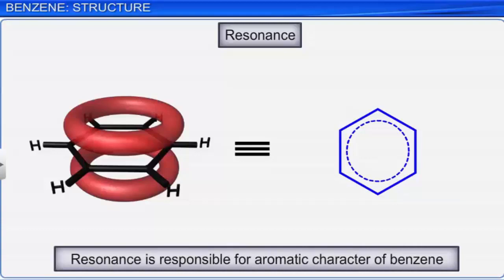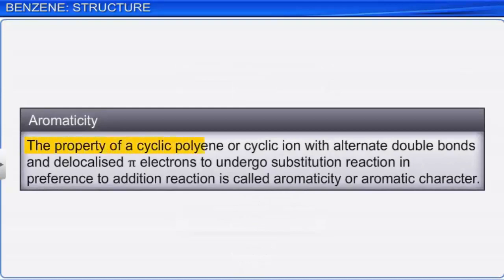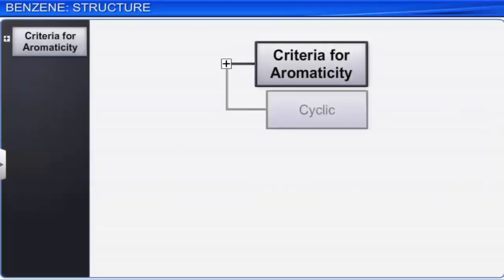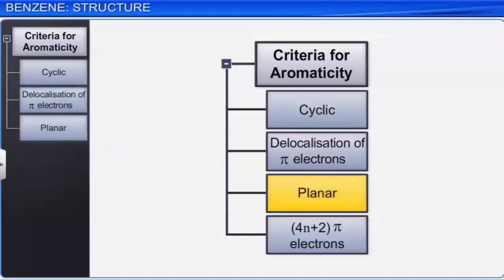In 1931, Erich Huckel proposed the modern theory of aromaticity, or aromatic character of compounds. The property of a cyclic polyene or cyclic ion with alternate double bonds and delocalized pi electrons to undergo substitution reaction in preference to addition reaction is called aromaticity or aromatic character. Cyclic rings, heterocyclic rings or cyclic ions are said to be aromatic if they show the essential properties such as complete delocalization of the pi electrons, planarity, and presence of 4n plus 2 pi electrons in the ring.